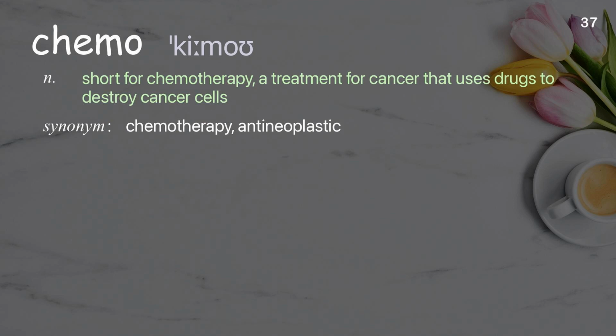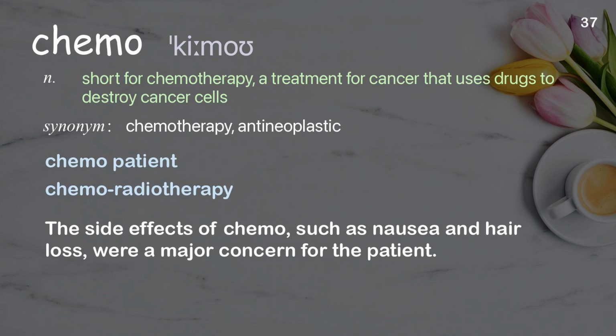Chemo: short for chemotherapy, a treatment for cancer that uses drugs to destroy cancer cells. Examples: Chemo patient, chemoradiotherapy. The side effects of chemo, such as nausea and hair loss, were a major concern for the patient.